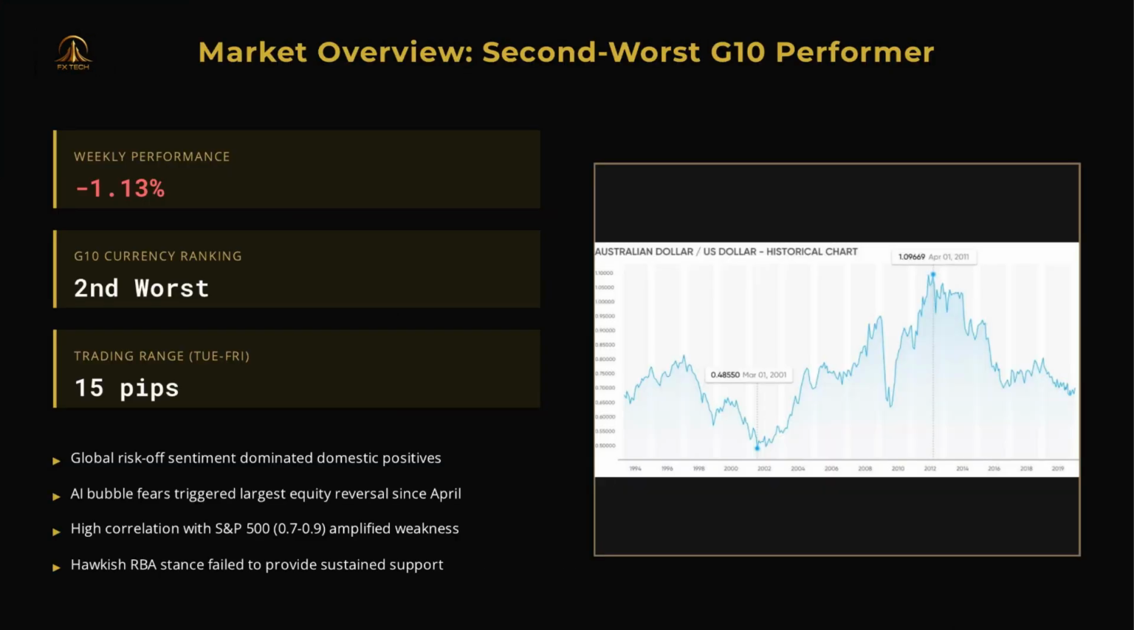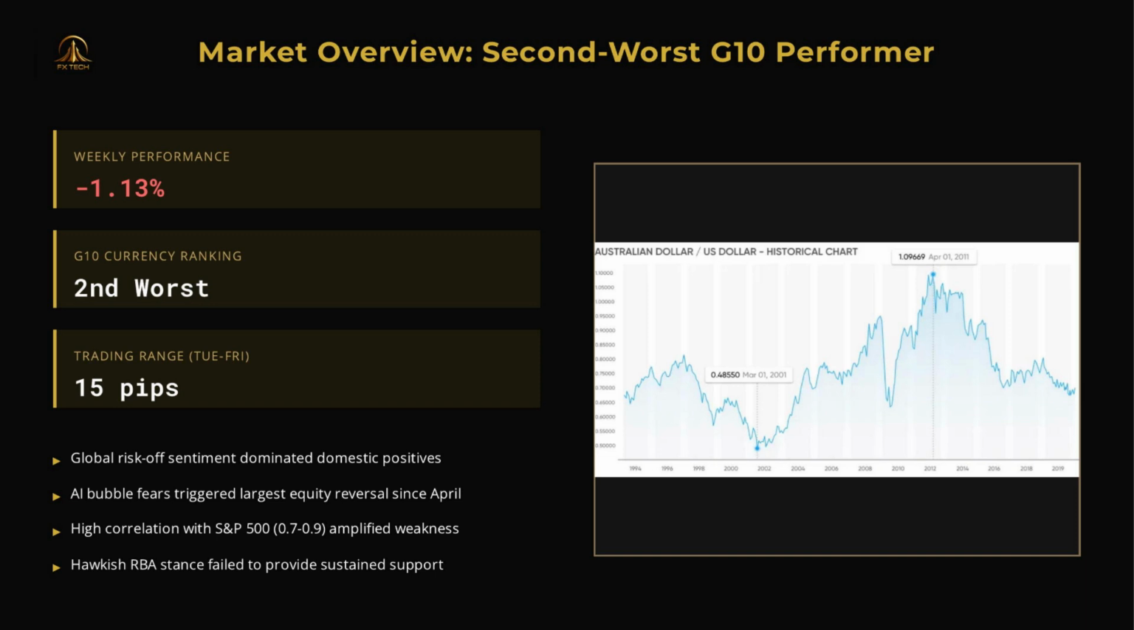The Australian dollar to US dollar delivered a disappointing performance this week, falling 1.13% to rank as the second worst G10 currency. What makes this decline particularly noteworthy is the remarkably tight trading range from Tuesday through Friday, just 15 pips, suggesting market participants were paralyzed by uncertainty.